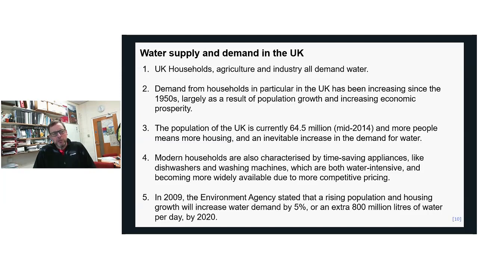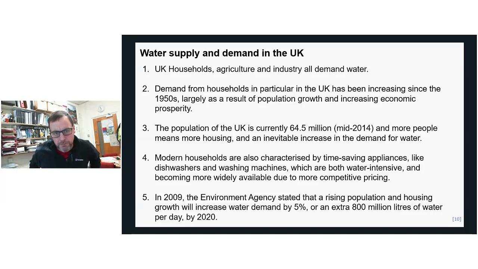So what's supply and demand in the UK? So UK households, agriculture, industry all demand water. Population growth means that we're using more water. As well as that, you look at bullet point 4, the way we're living as well has changed substantially, certainly over my lifetime, and we're now using more water in households.